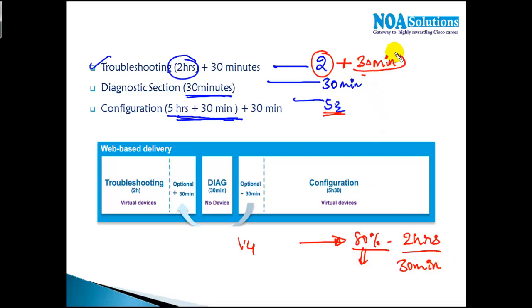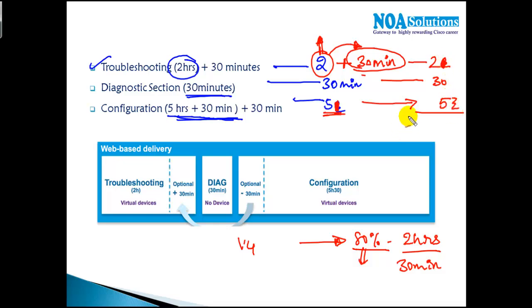You can get some extra 30 minutes for the troubleshooting section, which means in the troubleshooting section you have a minimum 2 hours of time. That's something you can utilize, and additionally you can use 30 minutes extra, but that 30 minutes will be deducted from your configuration section. So which means the entire duration for the exam will be, if you're taking the 30 minutes, 2.5 hours for your troubleshooting section and 30 minutes for the diagnostic section, and the 5 hours will be for your configuration section.